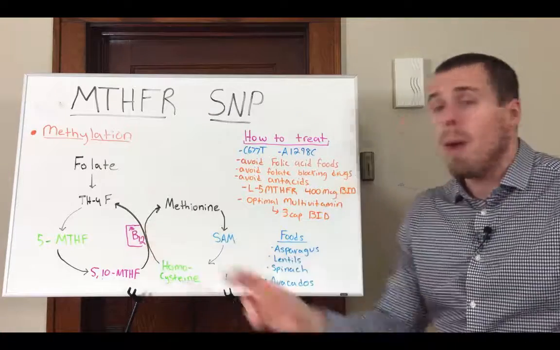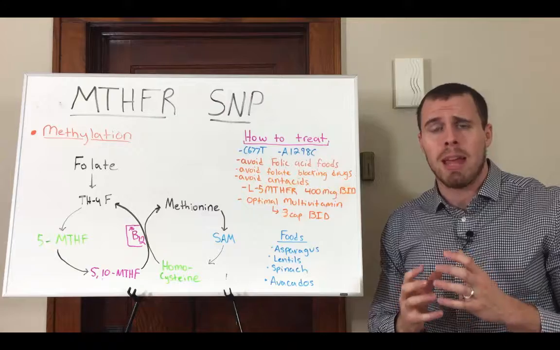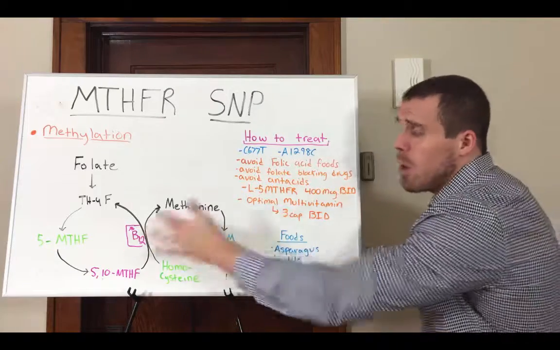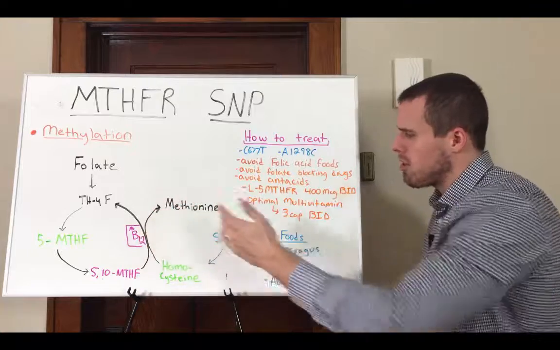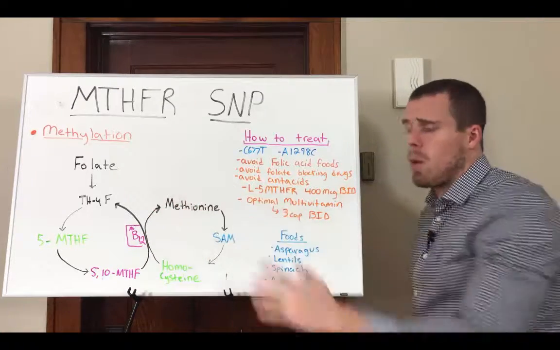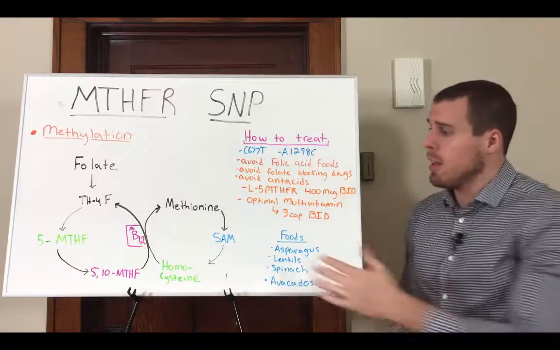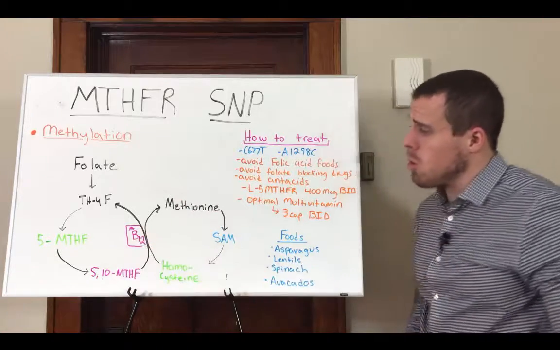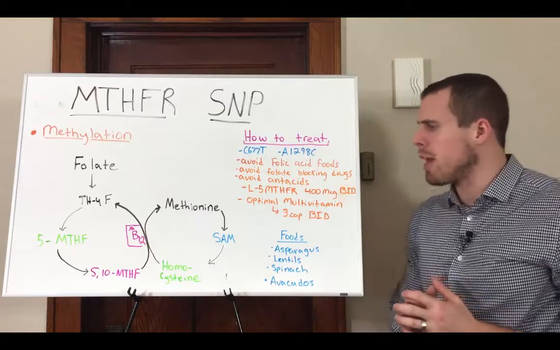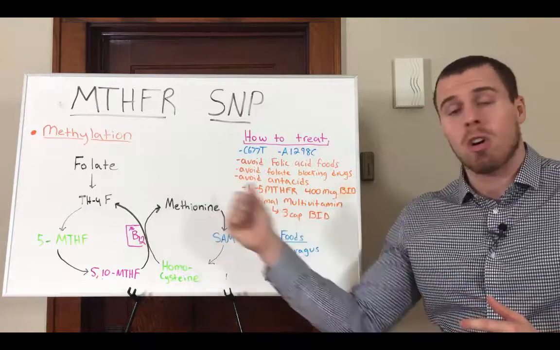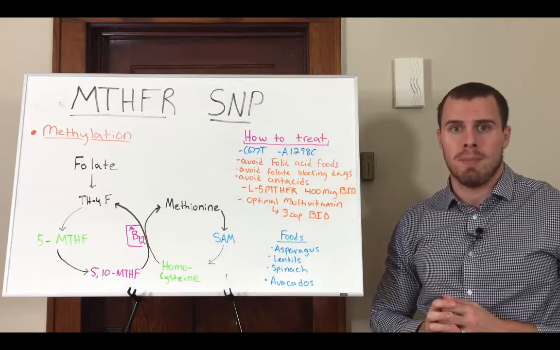Also, as you can tell, B12 is a crucial vitamin, so cobalamin. Making sure we have adequate cobalamin in our body is going to help influence this process of converting to methionine and making sure that we're using 5,10-MTHF correctly. So it's really important that we have, again, our cobalamin and our folic acid to methylate correctly.